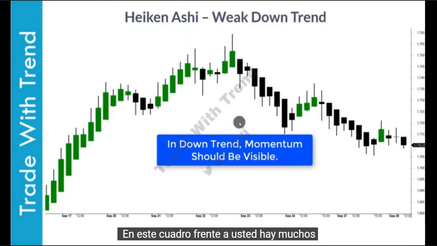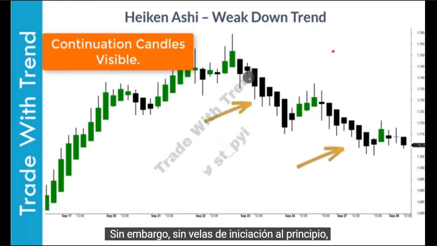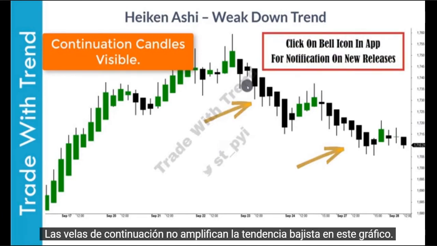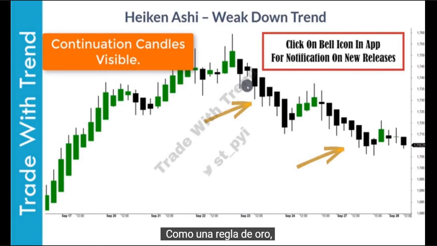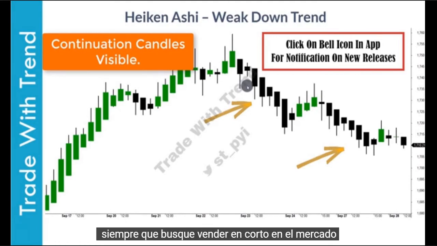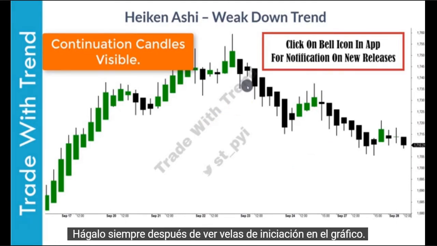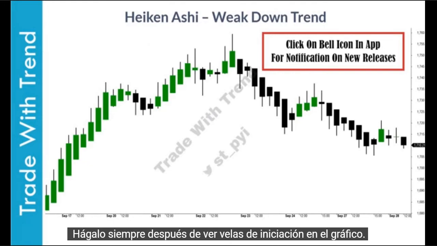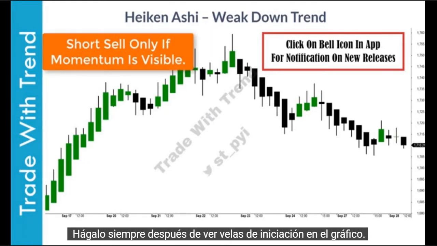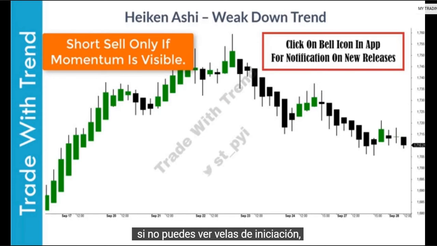In this chart in front of you, there are plenty of bearish continuation candles that are visible. However, without the initiation candles in the beginning, continuation candles do not amplify downtrend on this chart. As a rule of thumb, whenever you are looking to short sell in the market, always do so after you spot strong initiation candles on the chart. If you cannot spot initiation candles, then do not attempt to short sell. Most likely, you will be short selling into a weak bearish trend.